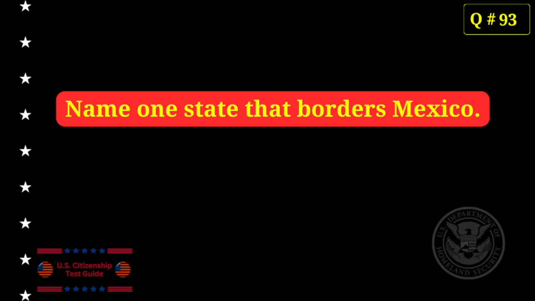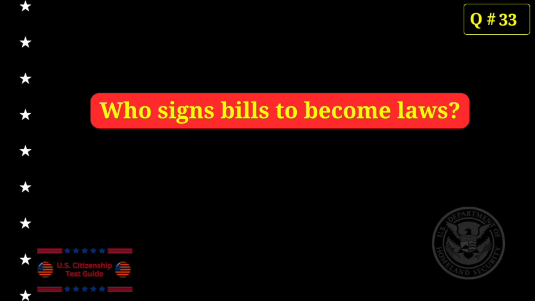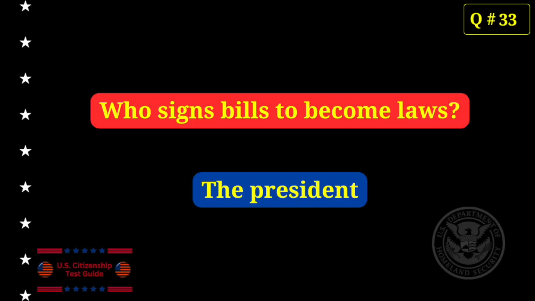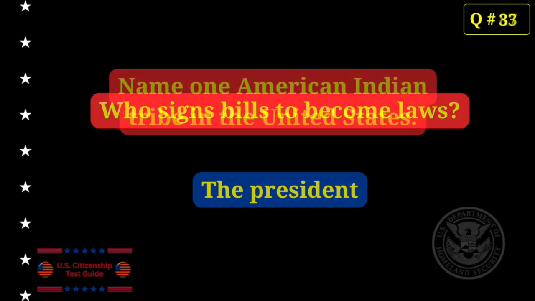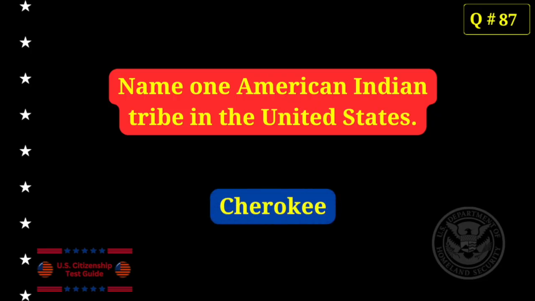Name one state that borders Mexico. California. Who signs bills to become laws? The President. Name one American Indian tribe in the United States. Cherokee.